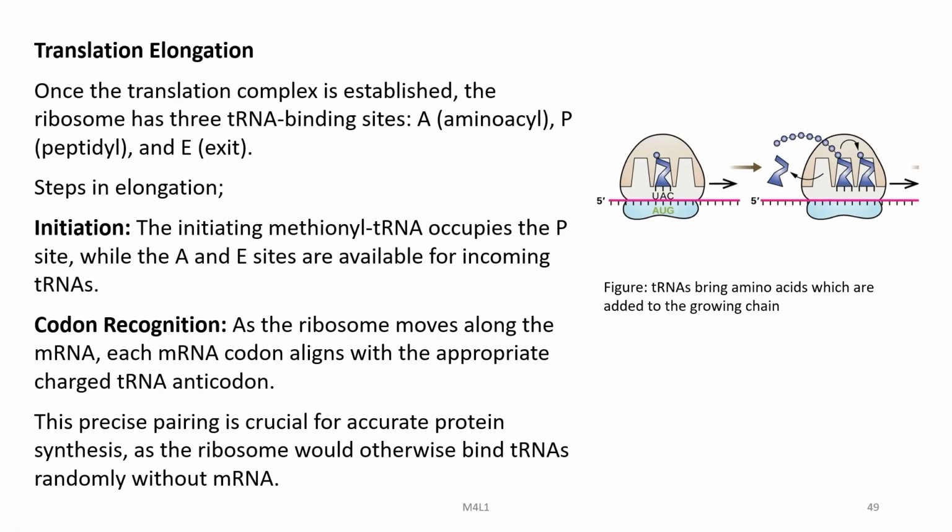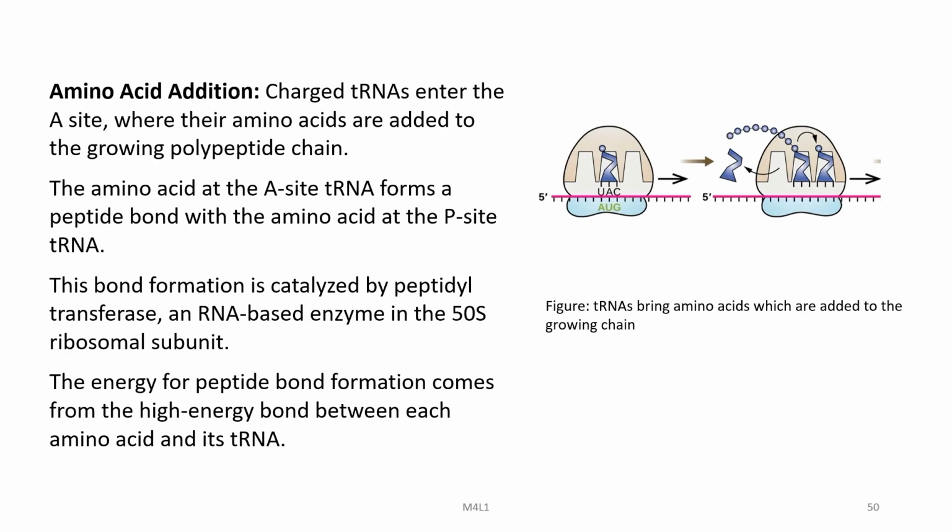Each mRNA codon aligns with the appropriate charged tRNA anticodon. This precise pairing is crucial for accurate protein synthesis, as the ribosome would otherwise bind tRNAs randomly without mRNA.